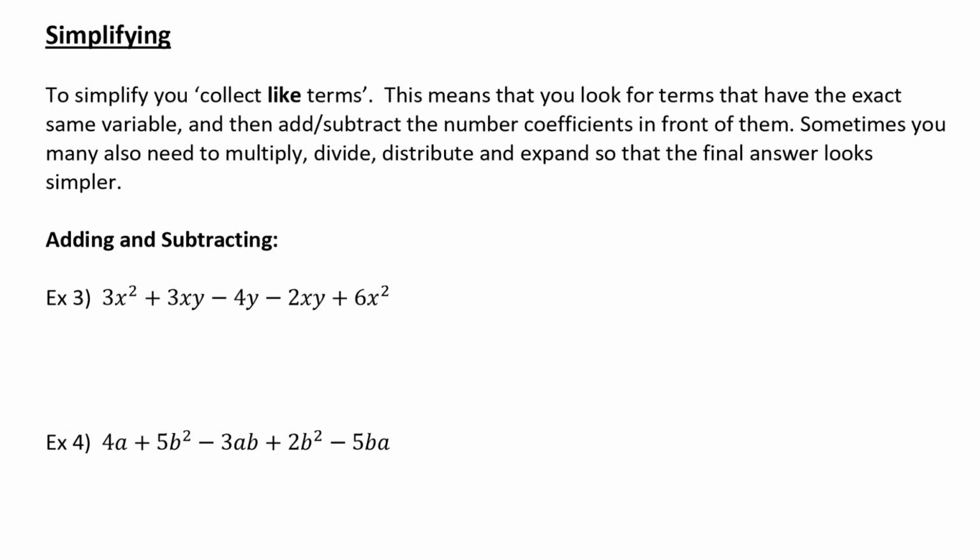Let's now talk about simplification. Simplification is collecting like terms. So what is a like term? Like terms have the exact same variable, exactly the same. If they're exactly the same, I add or subtract the coefficients and combine them as a single term. Sometimes you'll need to multiply, divide, distribute, expand to get a final answer that looks simpler. Let's now look at some examples of adding and subtracting values with like terms.